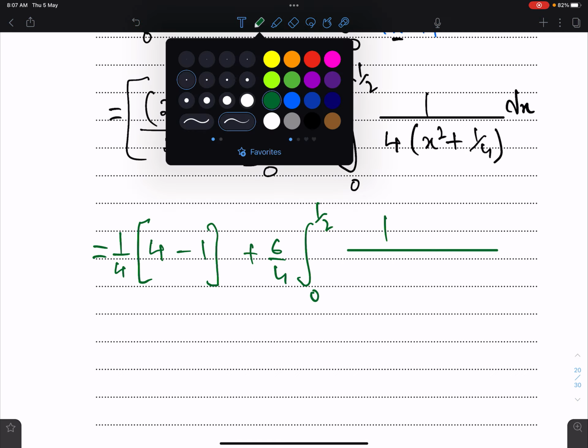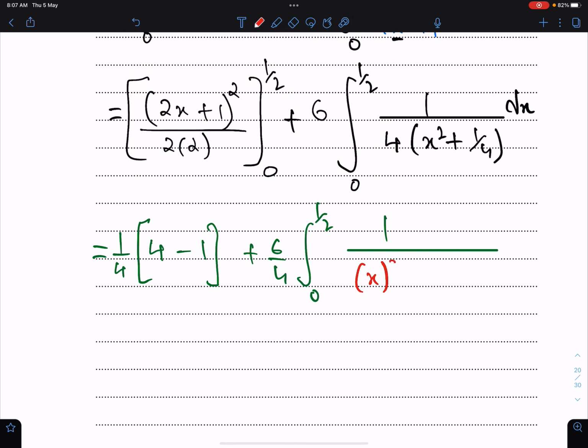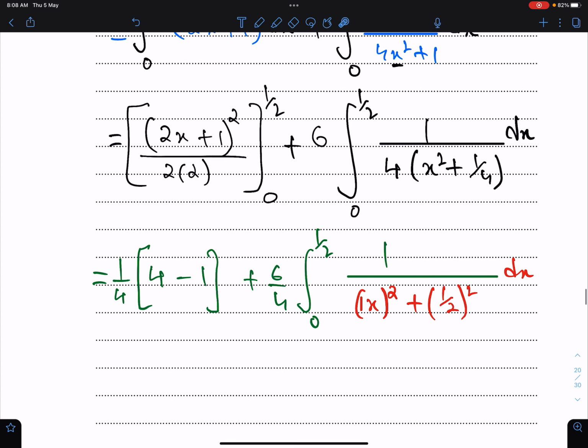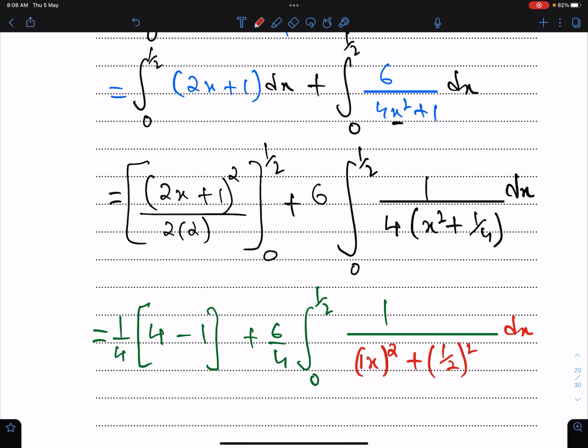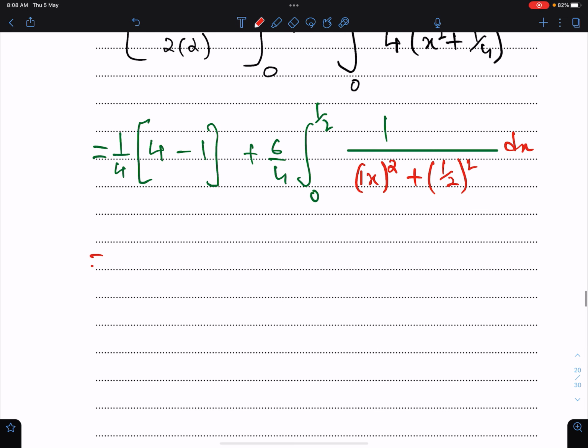Now, this is very important. x square plus 1 upon 2 square, dx. And this is the tan inverse formula. For tan inverse formula, the coefficient of x square must be 1. That is why I took 4 common from these two terms. Well, this is 3 upon 4. This is 3 upon 2. Now use the tan inverse formula very carefully.